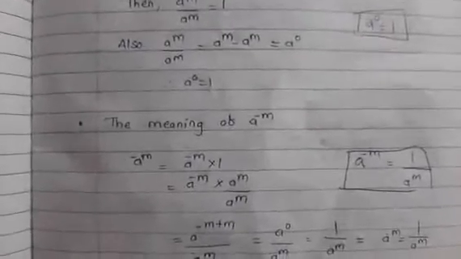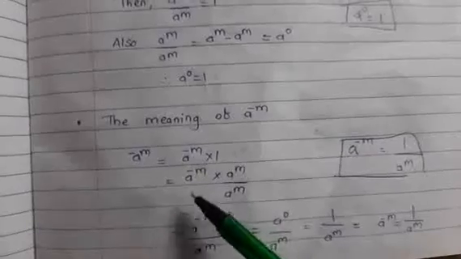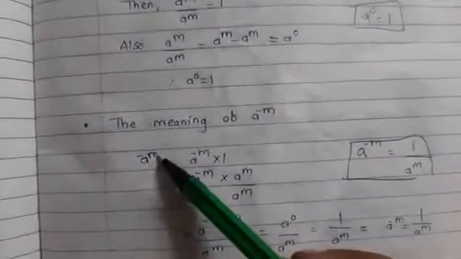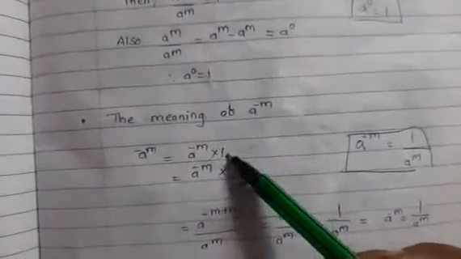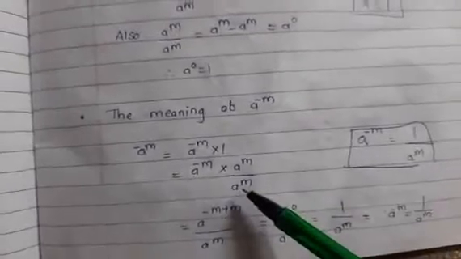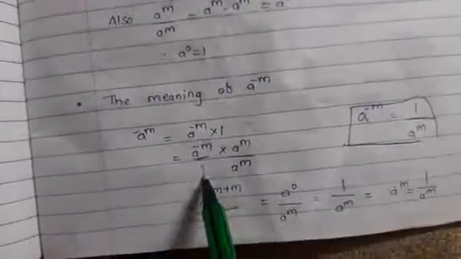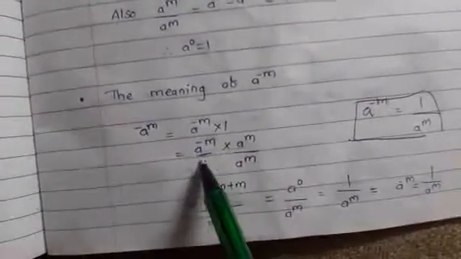Next is meaning of a raised to minus m. We can write a raised to minus m as a raised to minus m into 1. Now this 1 we can write as a raised to m divided by a raised to m. Now here, as nothing is there means 1 is there. So these are rational numbers. This and this are rational numbers. So rational numbers multiplication we are doing like this: numerator multiplication, denominator multiplication.